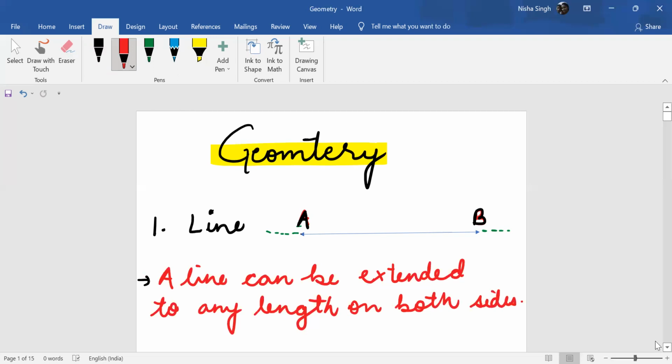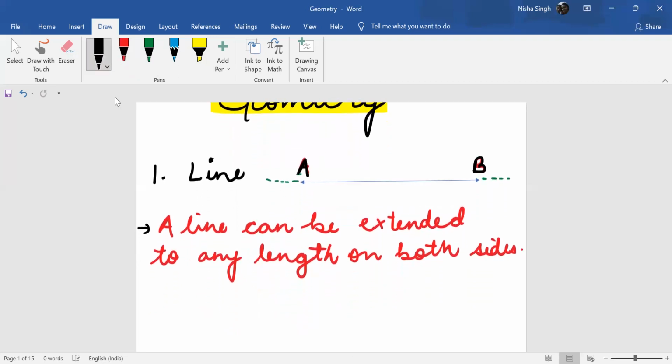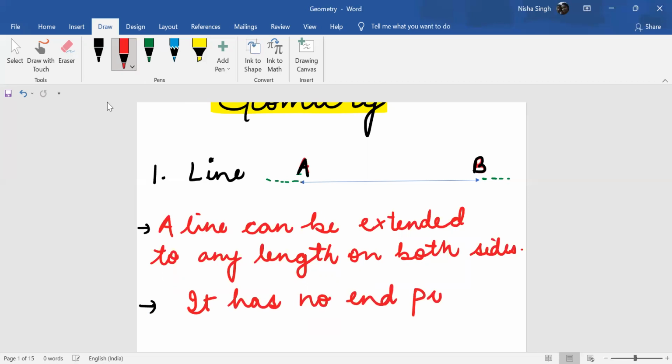It has no end points. So yes, a line has no end points. It has no end. You can extend it to any length from both points. From point A also, from point B also. So we can say that it has no end point.